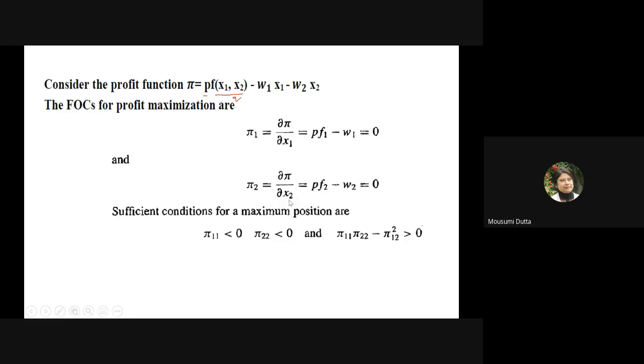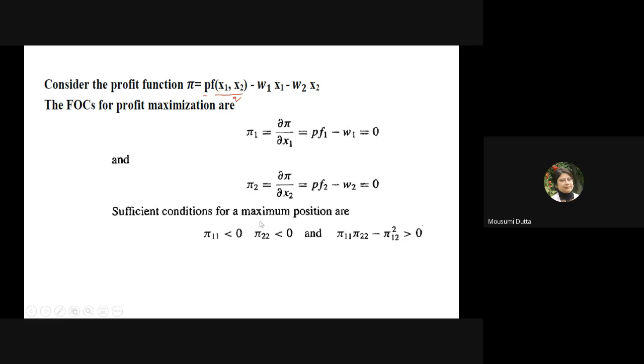In a similar fashion, we take the derivative of this profit function with respect to the second input, say K or X2. So pi 2 is equal to del pi by del x2 is equal to P F2, where del F by del x2 is notated F2, minus W2. Setting these two equations equal to 0 by first order condition.